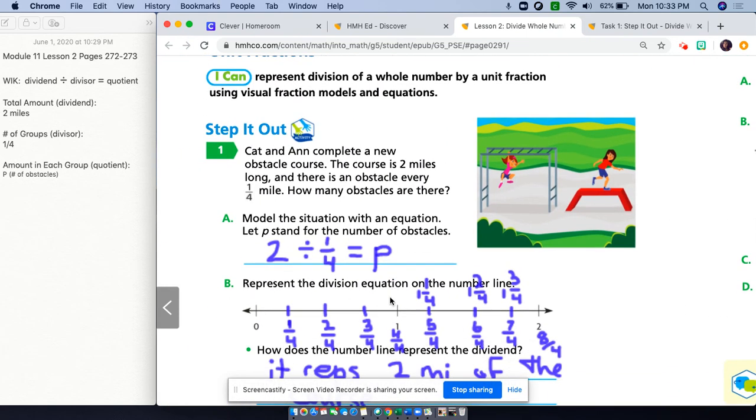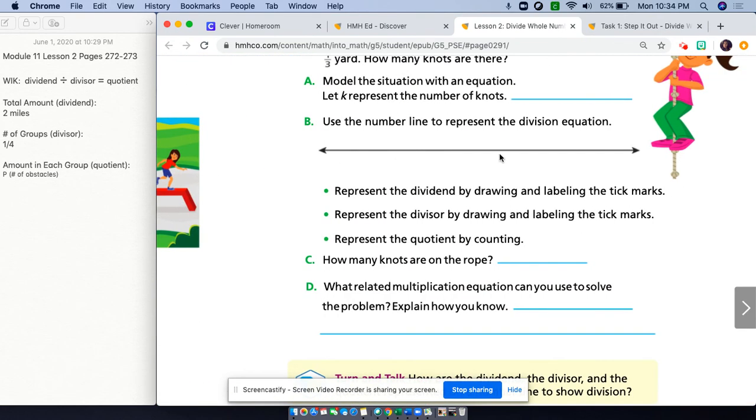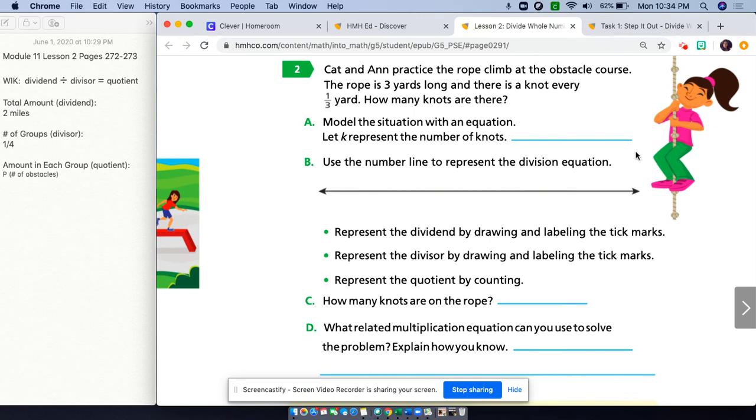They gave us our dividend. They started with 0, 1, 2 to represent the 2 total miles. Here, you're going to have to figure out what your dividend is and draw that many tick marks and label it. The second bullet for part B says represent the divisor by drawing and labeling the tick marks. So what is your divisor? Divide up each of those wholes by that many, and then represent the quotient by counting. Finally, how many knots are on the rope? You'll get that answer once you count all of your tick marks.